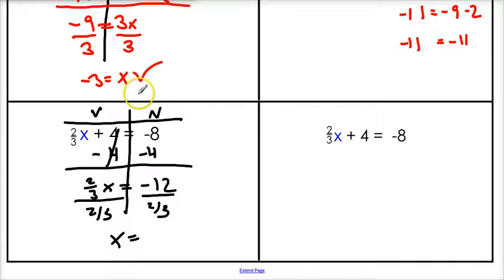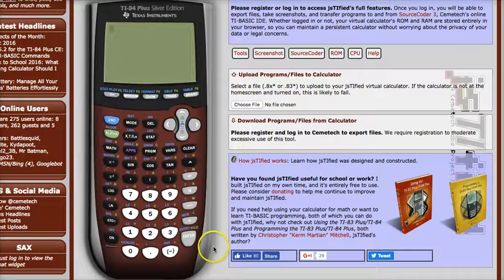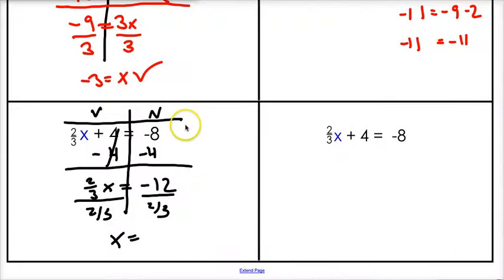And I'll show you how to put that in the calculator. Follow me. In your calculator, you put negative 12 divided by, and now you need a parenthesis, 2 divided by 3. That's how we put 2/3 in. So that's negative 12 divided by 2/3. Click enter, and look at that. It's a nice, neat number. Negative 18. So x is equal to negative 18.